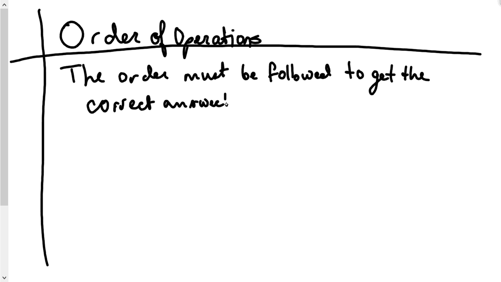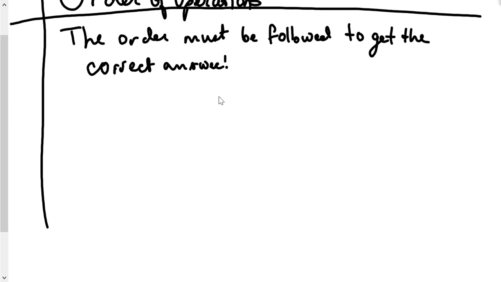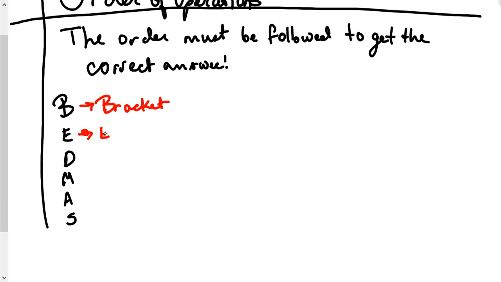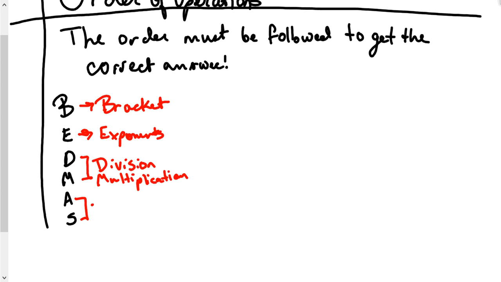So you might have heard of this before. We usually over here call it BEDMAS. B standing for bracket, E standing for exponents, division and multiplication, and addition and subtraction.